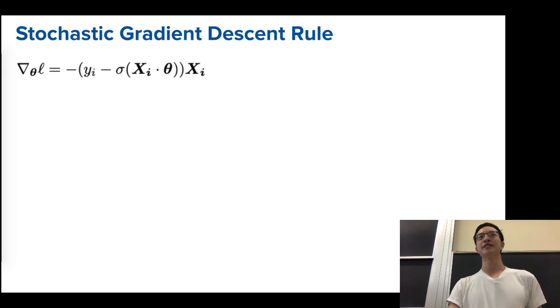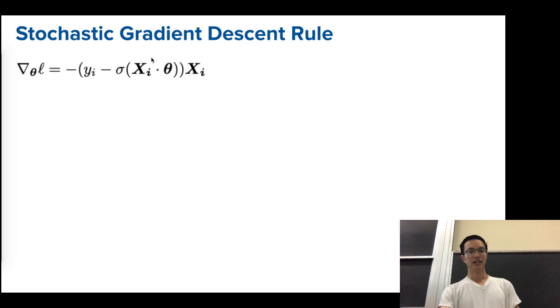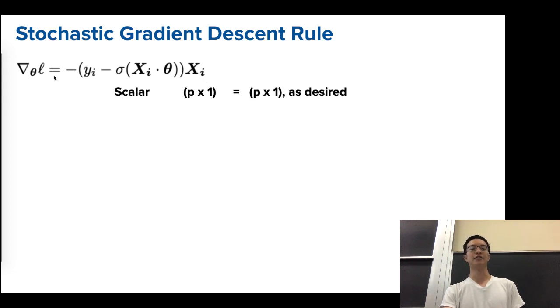Should be a p by 1 vector, because theta itself is p by 1. So we can check that. The sigmoid applied to a dot product: the dot product is a scalar, and the sigmoid applied to a scalar is itself a scalar, and a scalar minus a scalar is a scalar. So this whole parentheses here is a scalar, a single number. X sub i is p by 1, and so the final vector we get out is p by 1 as desired. Or really, I call it a length p vector. In this class, we don't distinguish too much between column vectors and row vectors, but in this case, I'll just say it's a length p vector.